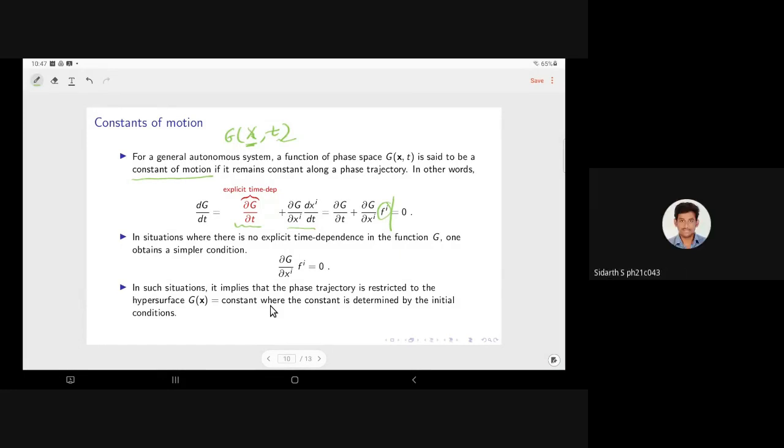So x can be anything, but t is time. Quite often we'll be looking for functions which don't have explicit time dependence. So the red term here drops out, and we just get this as a condition. Of course, it doesn't follow that there exists such a G. If we can find such a G, fine, but it may not exist.